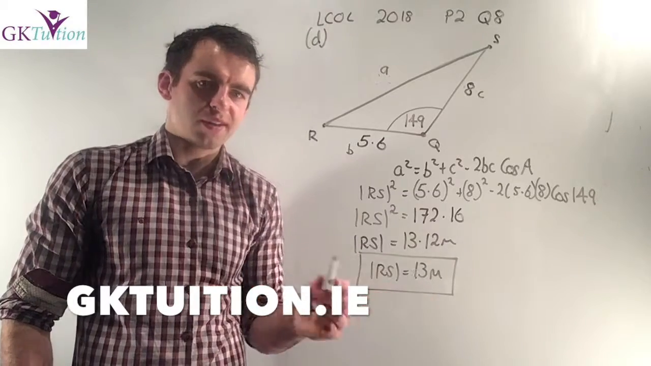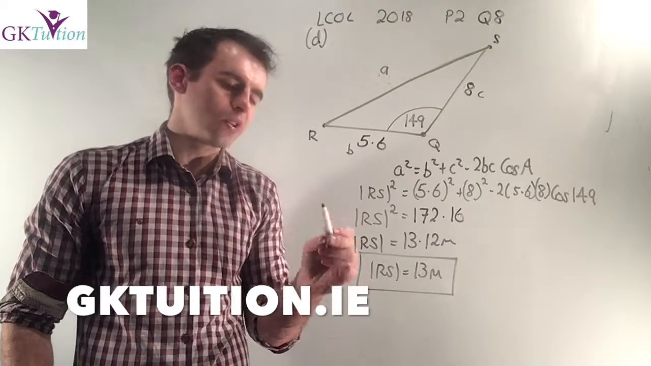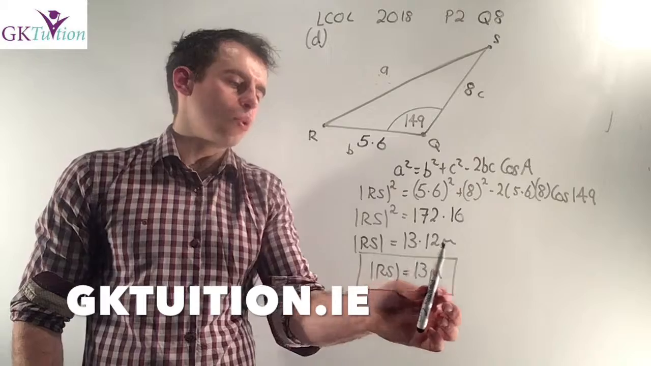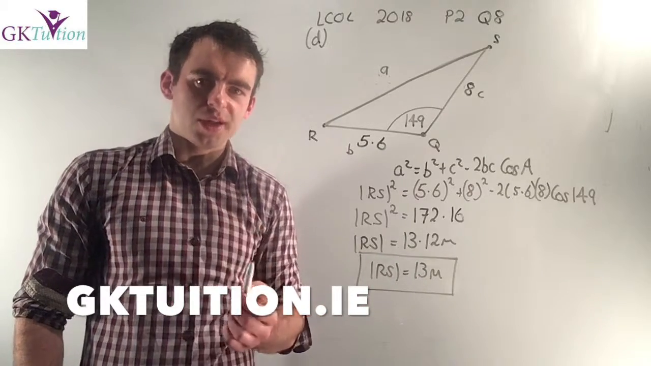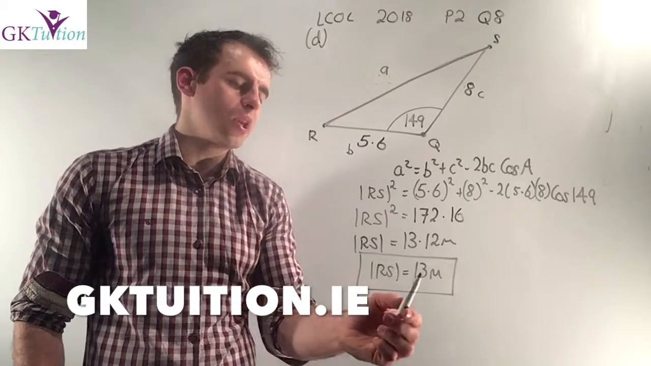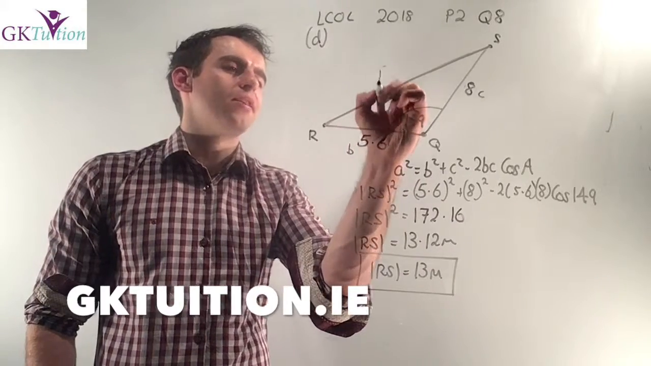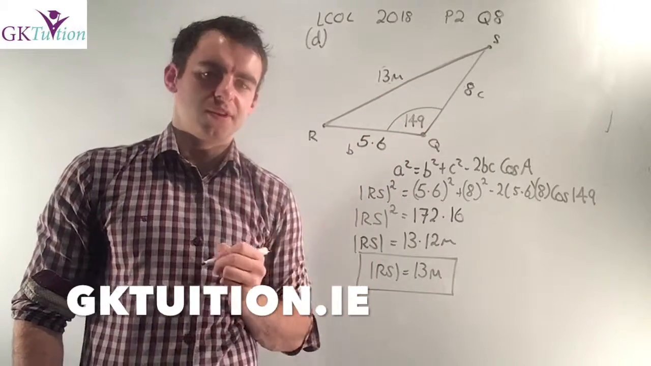In order to get RS on its own, I get the square root of both sides, so RS is 13.12 meters. But the question asked you to leave this to the nearest meter, so your final answer for that bit is that the distance RS is 13 meters.